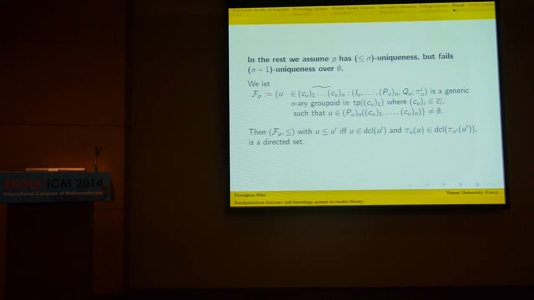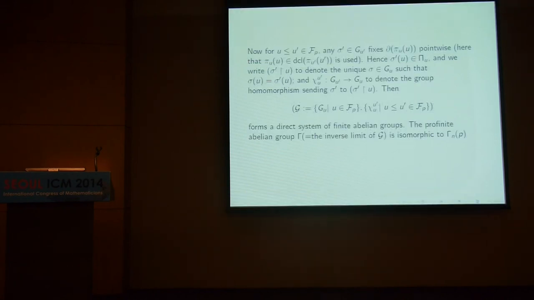You collect all this possible from the failure of n plus 1 uniqueness, then you collect all these definable quasi-groups, and then the corresponding finite abelian groups canonically form a direct system of finite abelian groups. If you take the inverse limit, then it is gamma sub n. The rest of what you have to do is find the proper homomorphism from the homology group to gamma sub n. And then this is sufficient justification that we can call this gamma n a homotopy group.